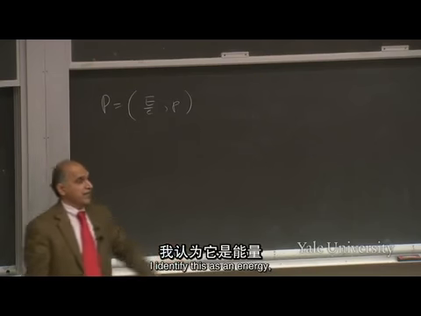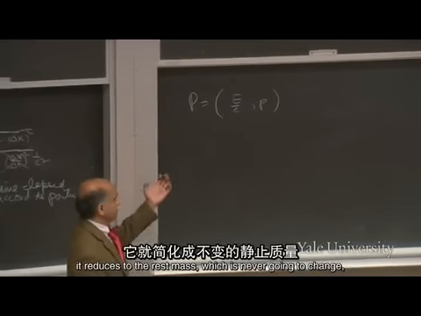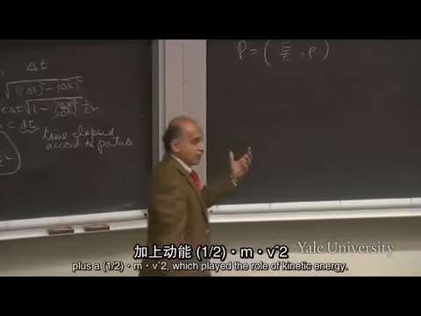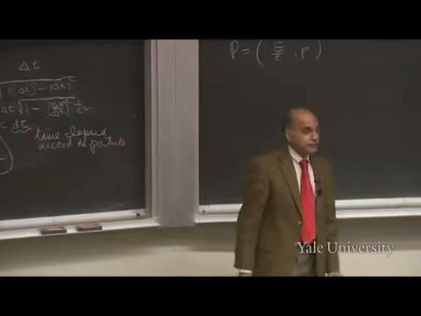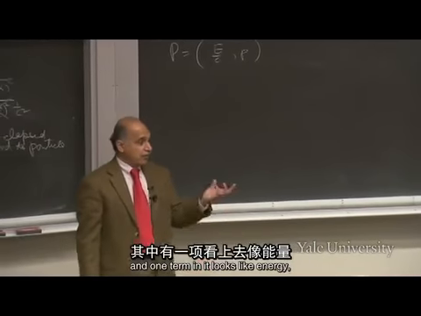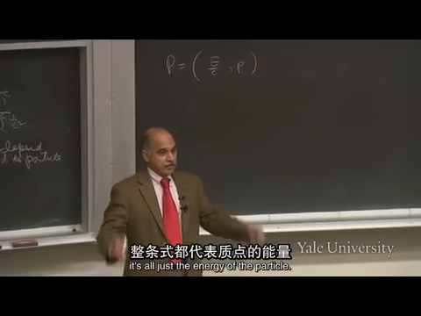I identify this as an energy. Because if I go to very low velocities, it reduces to the rest mass, which is never going to change, plus a 1/2 mv squared, which played the role of kinetic energy. Right? That's why it has units of energy, and one term in it looks like energy. So the whole thing, the theory is telling you, is all just the energy of the particle.